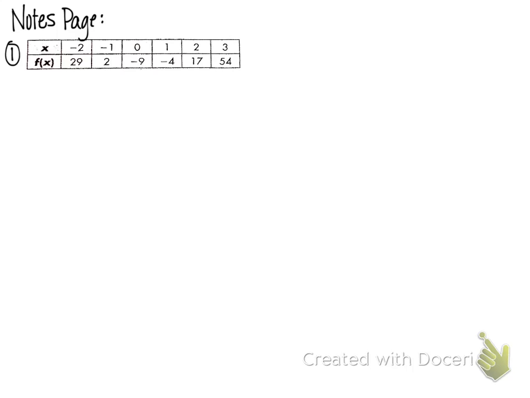Now, this data looks like it's in the shape of a parabola. So what we have here is a quadratic regression model. So we can write, we have a quadratic regression model.